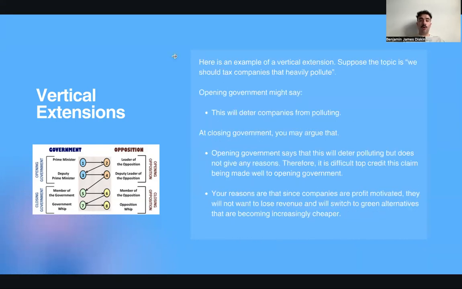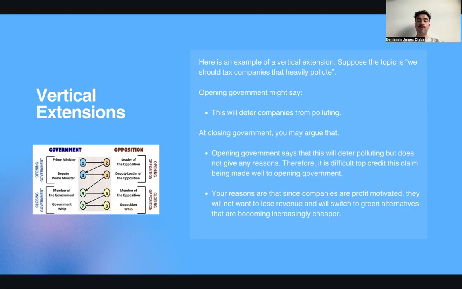But before we do that, we're just going to go through a brief example. Suppose the topic is that we should tax companies that heavily pollute. Opening government might say that this will deter companies from polluting. And at closing government, you may argue that opening government says that they will deter polluting, but does not provide any reasons. And that is not rebutting your opening. It is a true observation about the way that they have argued. And you may say, therefore, it's difficult to credit this claim being made well to opening government.